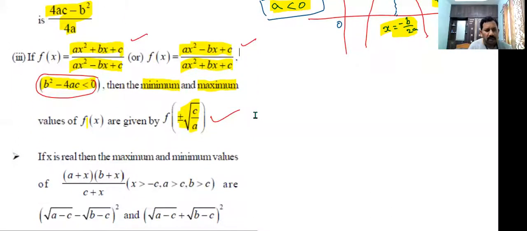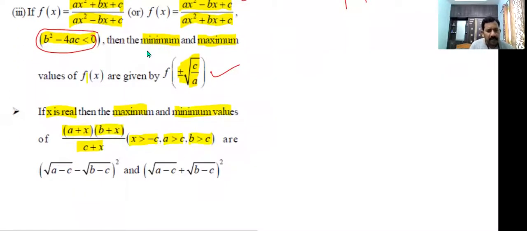Next, one more shortcut formula here. If x is real, the maximum and minimum values of a plus x into b plus x divided by c plus x, that means x greater than minus c, a greater than c, b greater than c. In this case, we can directly write the maximum value. This is the formula: under root a minus c minus under root b minus c, whole square. The minimum value: under root a minus c plus root b minus c, whole square.